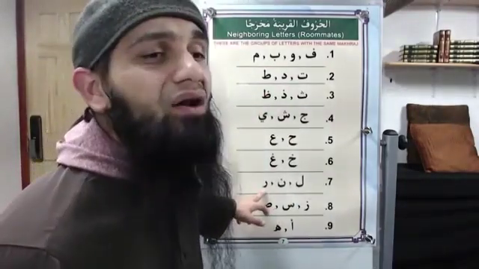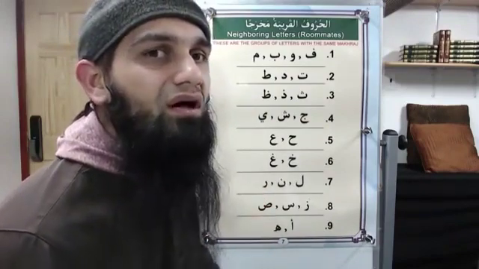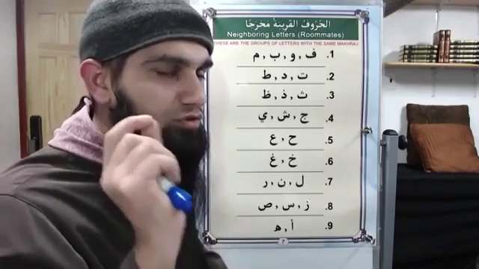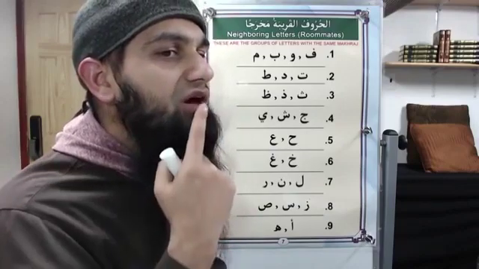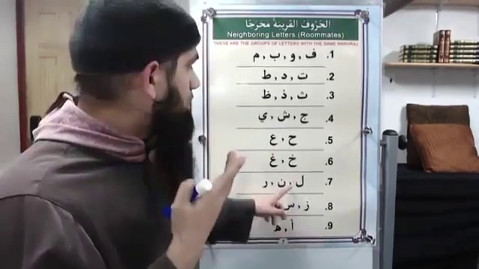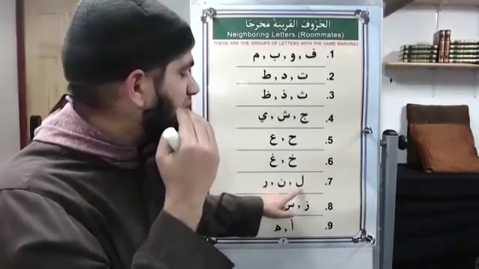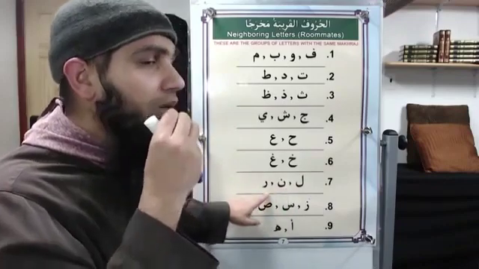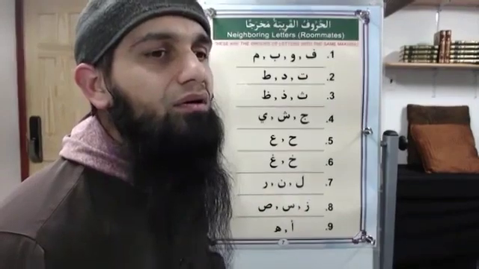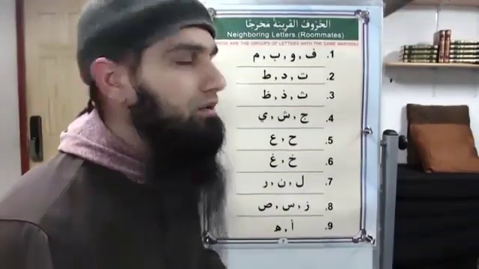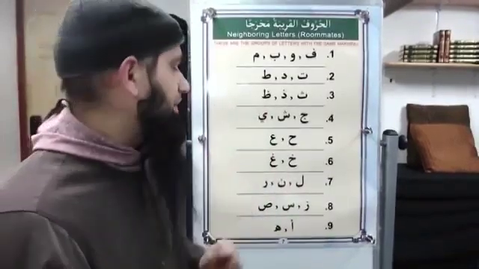And this one? Ra. Ar. Now I repeated it just to show the sound. Ar. You see, the tongue moved even further up than the noon. So lam is closer to the teeth, noon a bit further away, ra even further away, right? And this one, ar. So that one is suspended against the upper palate.